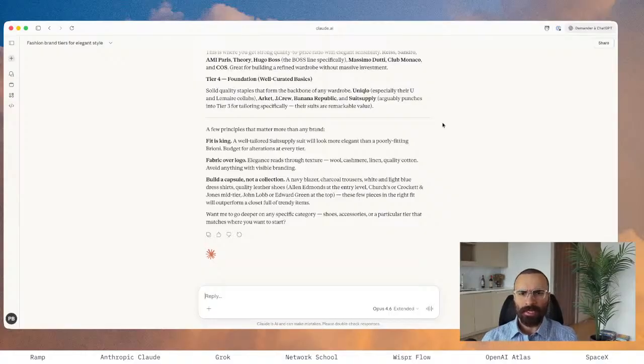Fabric over logo. Elegance reads through texture. Wool, cashmere, linen, quality cotton. Avoid anything with visible branding.